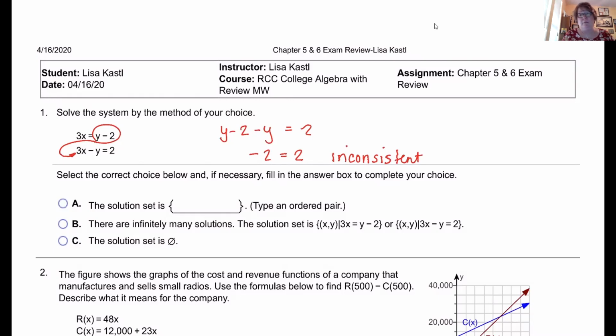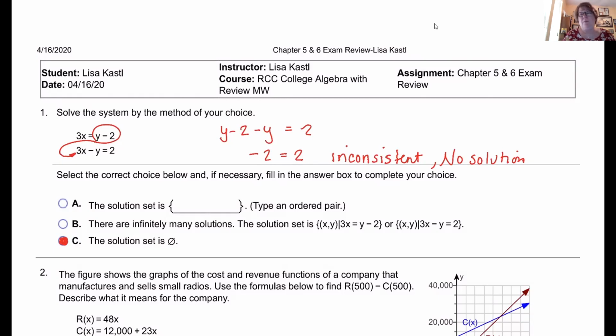So this system does not have a solution. Or we say that its solution set is the empty set. So of my three choices, A, B, or C, my choice would be C. This does not have a solution. So if I end up with something that doesn't make sense, that's an inconsistent system. There's no solution, or its solution is the empty set.